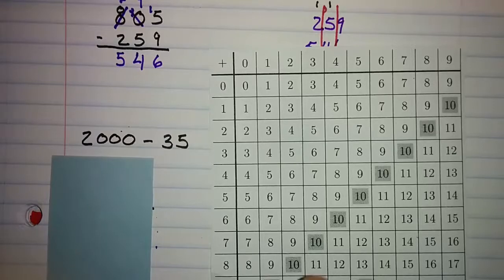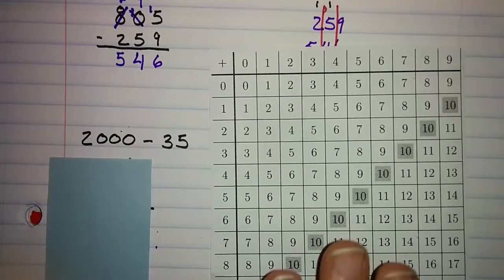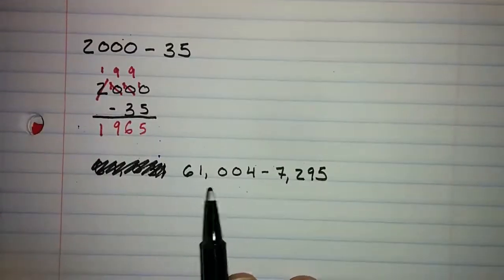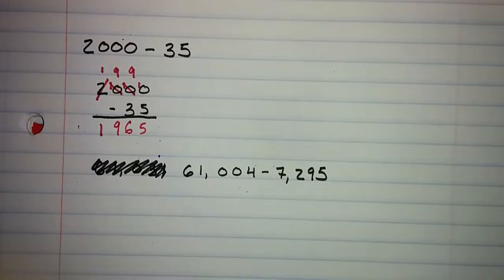All right, I'm going to give you a problem to try. Now this problem is kind of long. Just take it one place at a time. 61,004 minus 7,295. Pause the video and try the subtraction now.